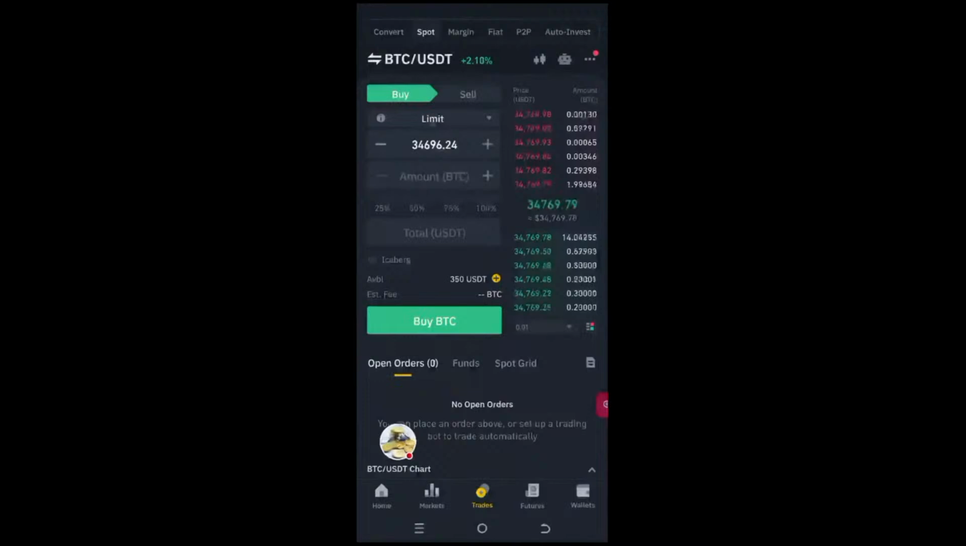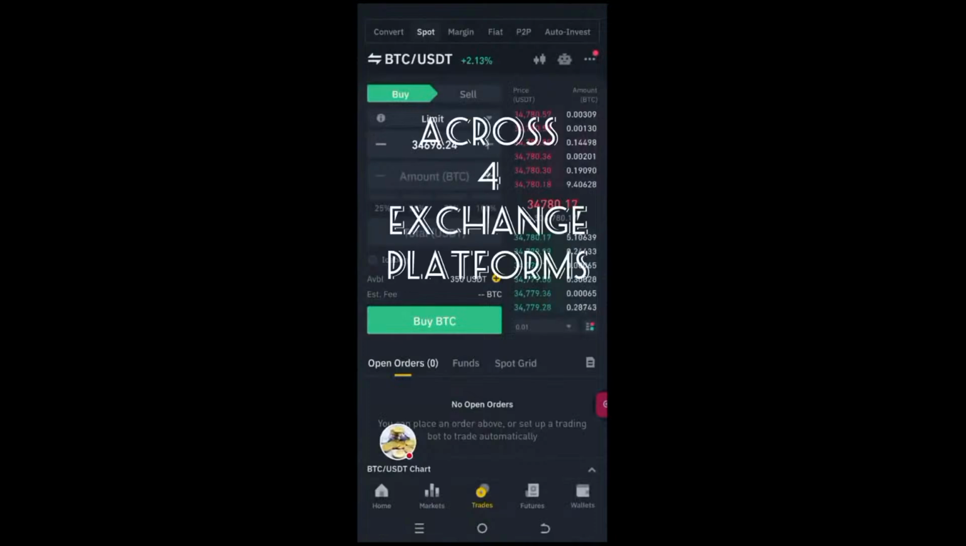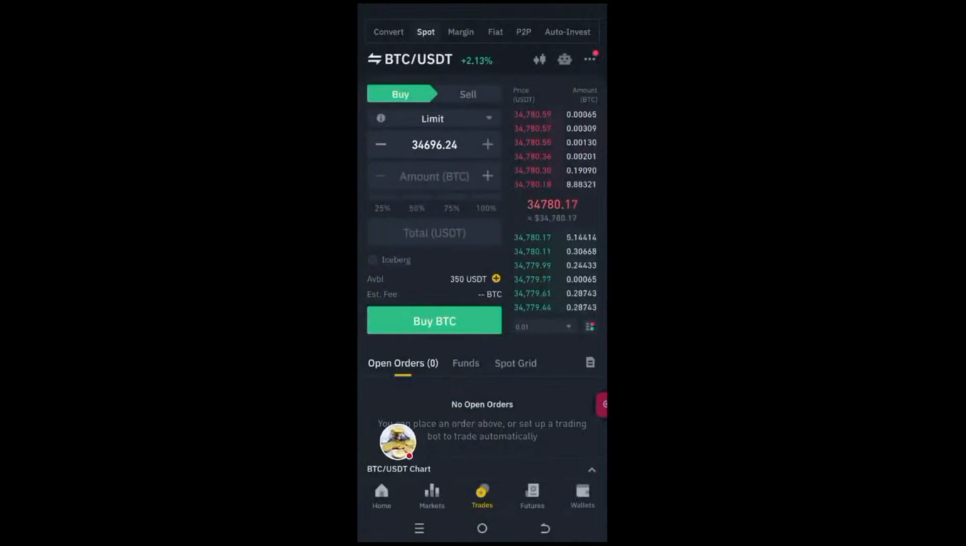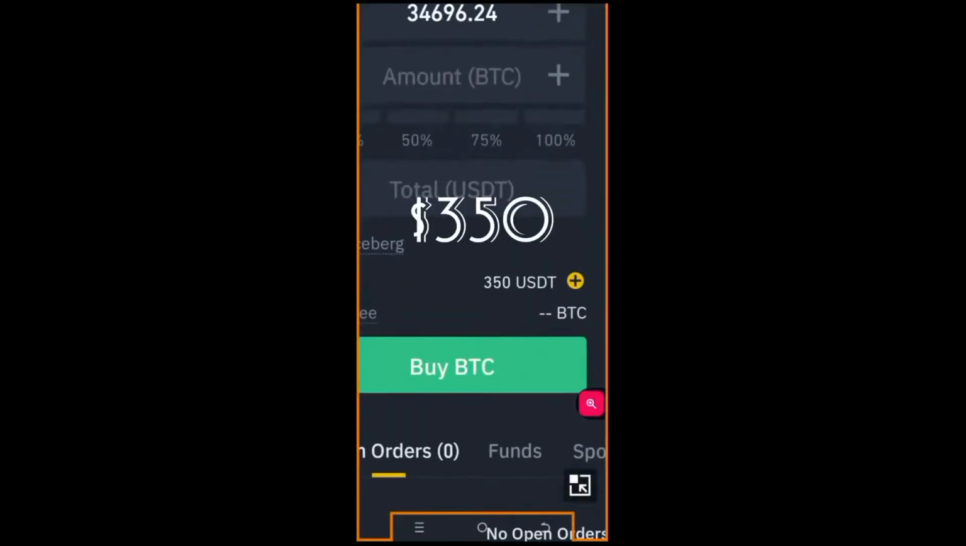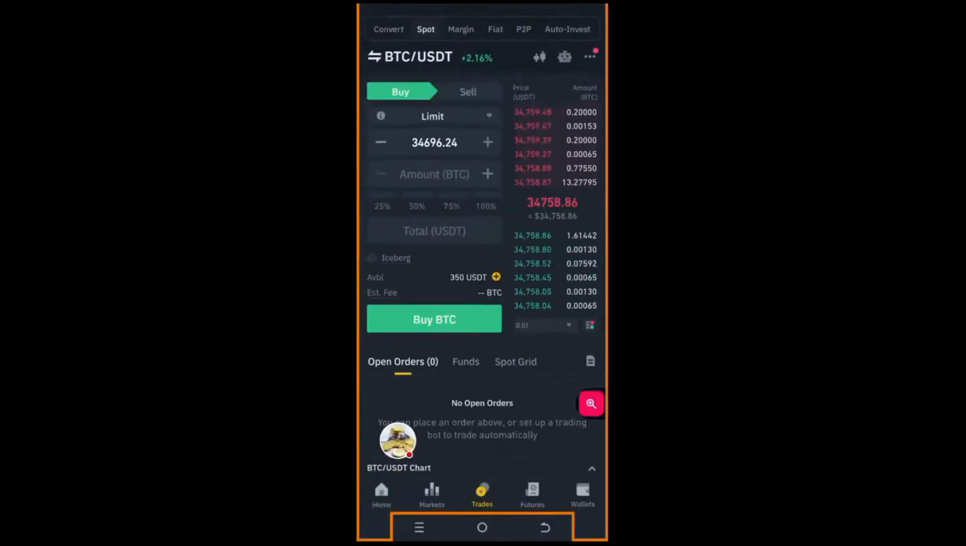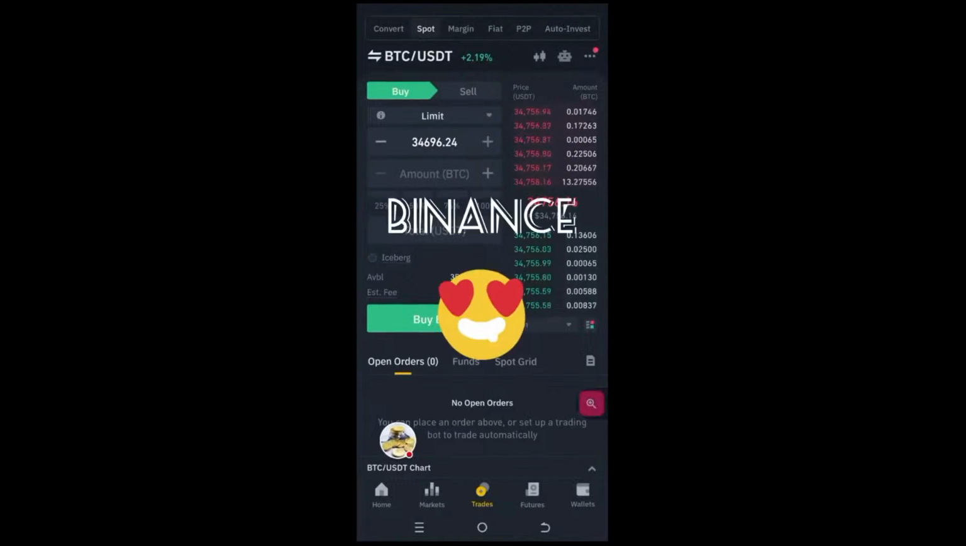All right. So what are we doing today? We're going to be doing some good spot trading activities across 4 different platforms. Yes, you heard me right. All right, so without much ado, let's go into what we have for us today. As you can see here, we have $350 that we'll be working with on Binance. Let's start with our all-time favorite, which is Binance.